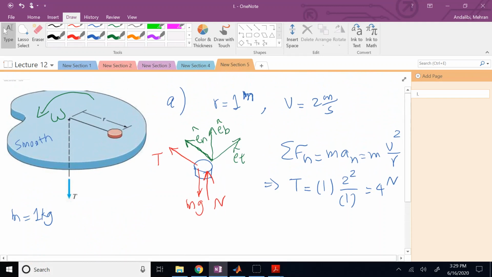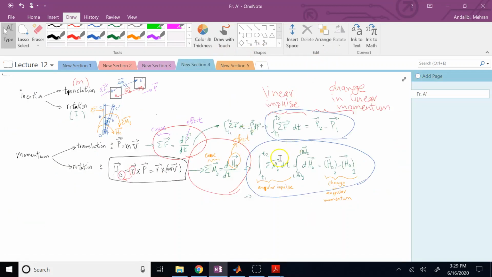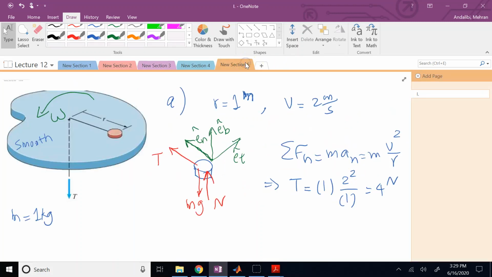Clearly the V is not 2 anymore, because V also does change. So what do we do here? And how do we approach this problem? What we do is apply this formula that we learned, which says the angular impulse is equal to H_O2 minus H_O1. So let's write it down.